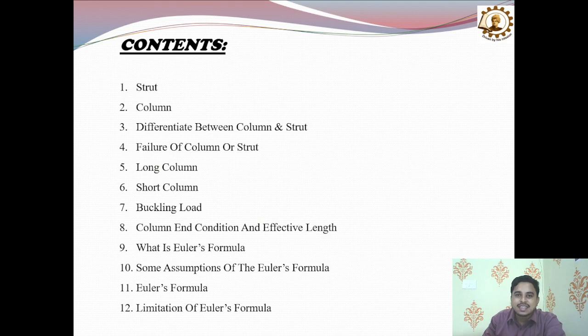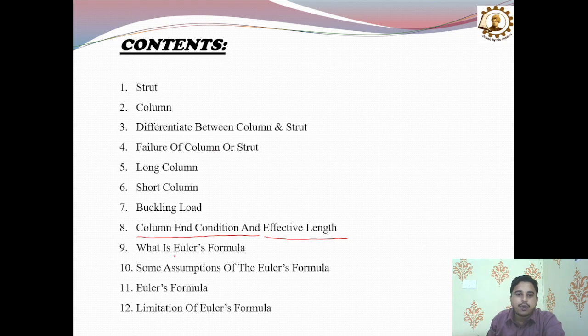So this is the content. You will learn about strut, column, the difference between column and strut, failure of column or strut, what is a long column, short column, and about buckling load. There is a term, column end condition or effective length. It is the most important term used to evaluate the important parameters which define the column serviceability or column bearing capacity, whatever you think. It will depend upon certain parameters, and column end condition and effective length are among these.